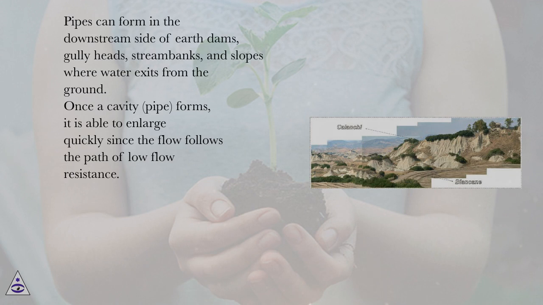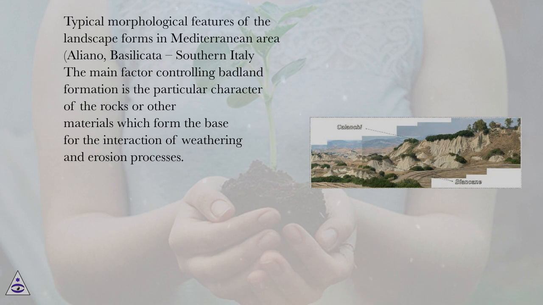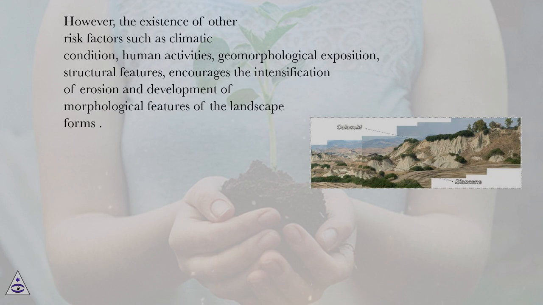Typical morphological features of the landscape forms in the Mediterranean area, Aliano, Basilicata, southern Italy. The main factor controlling badland formation is the particular character of the rocks or other materials which form the base for the interaction of weathering and erosion processes. However, the existence of other risk factors such as climatic conditions, human activities, geomorphological exposition, and structural features encourages the intensification of erosion and development of morphological features of the landscape forms.